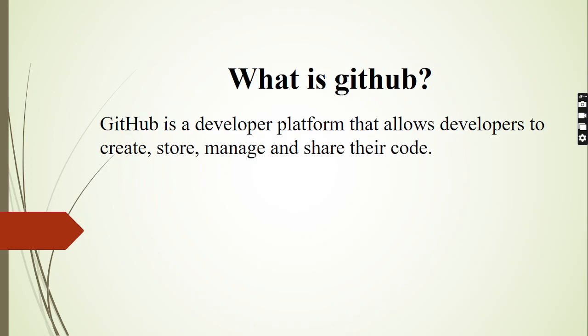So we'll be going into that. We'll be using the command line interface or the terminal to do that. So what is GitHub? GitHub is simply a developer platform that allows developers to create, store, manage, and share their code. With GitHub, you'll be able to see other developers' code. You'll be able to store your code where other developers or employers can see your code or your past projects.